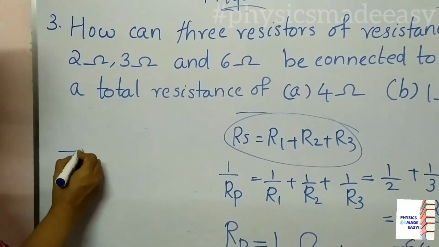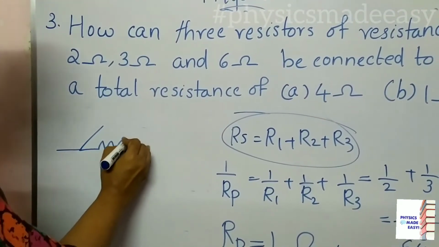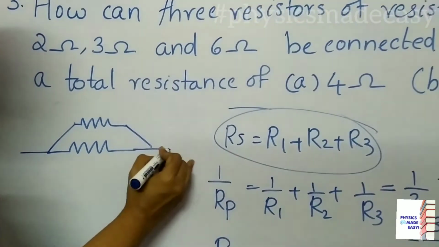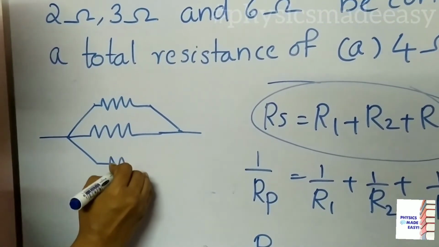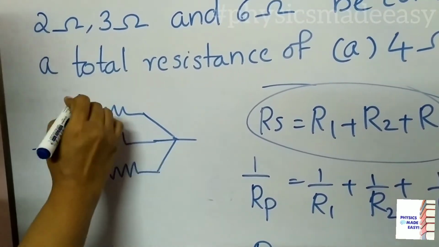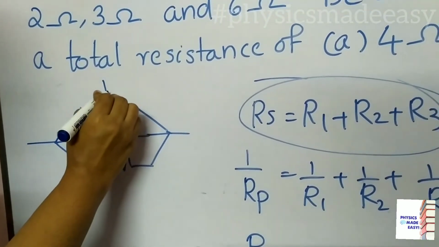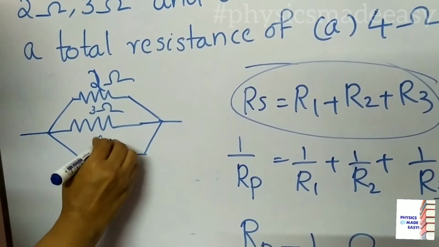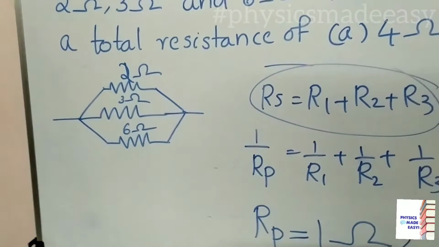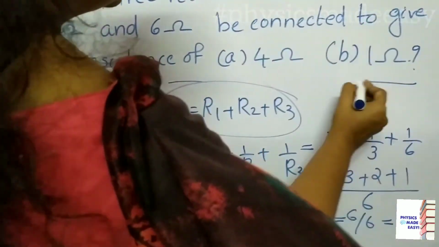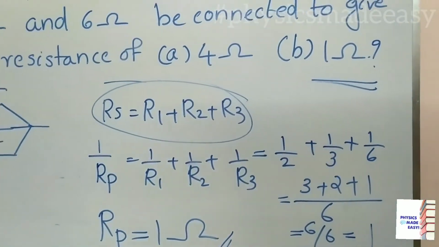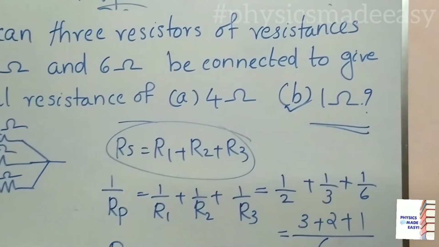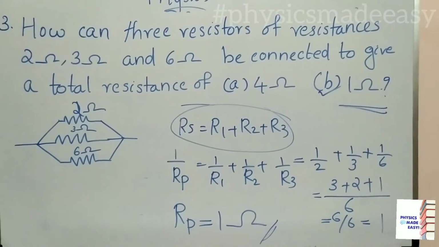Okay children, how to show here. Here you can see 2 ohm, 3 ohm and 6 ohm. These three are connected in parallel, which means you can get this effective resistance as 1 ohm. So this is okay. You have to connect the three resistors in parallel.